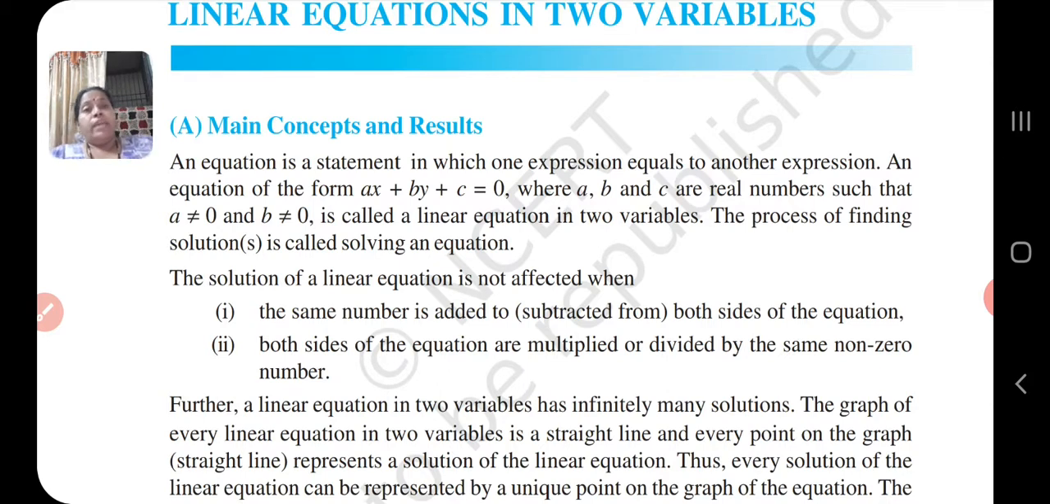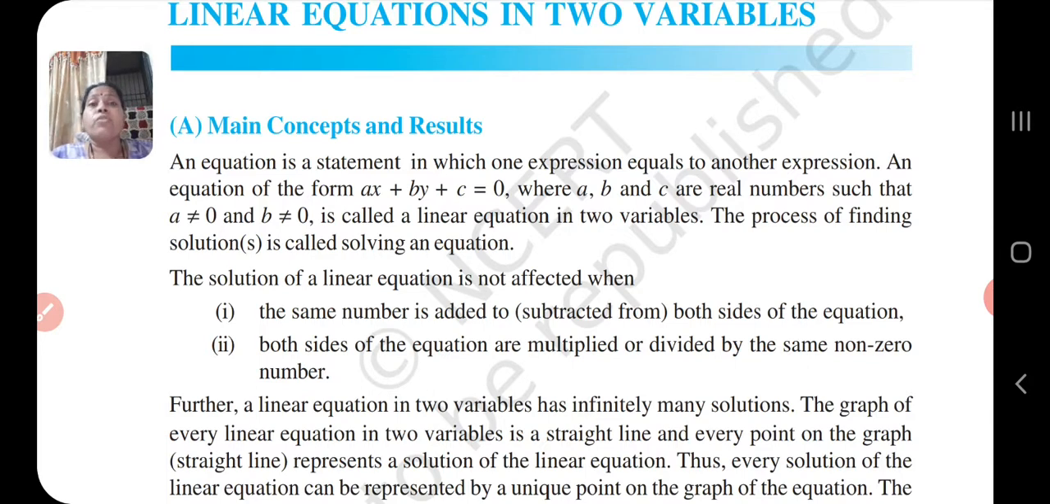Now if we talk about ax plus by plus c is equal to 0, see here two variables are there, that is x and y. a, b and c are real numbers such that a and b are not both equal to 0. Means a और b दोनों साथ में ज़ीरो नहीं होना चाहिए. Okay, is called a linear equation in two variables.